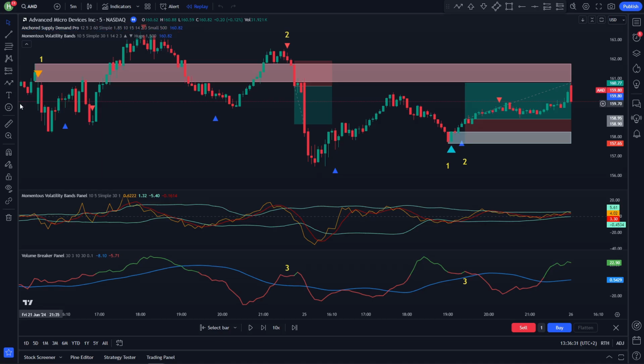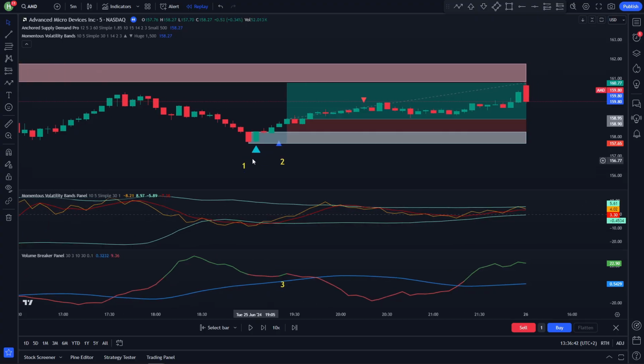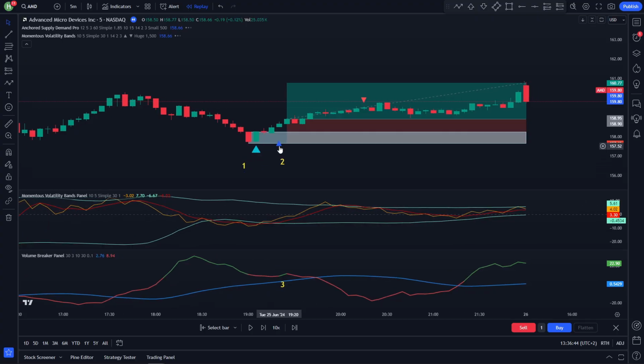Hey traders! Scalping from key zones with volume confirmation can be a highly effective strategy for capturing quick profits in volatile markets. By utilizing the power of our custom indicators, you can gain a significant edge in the market.